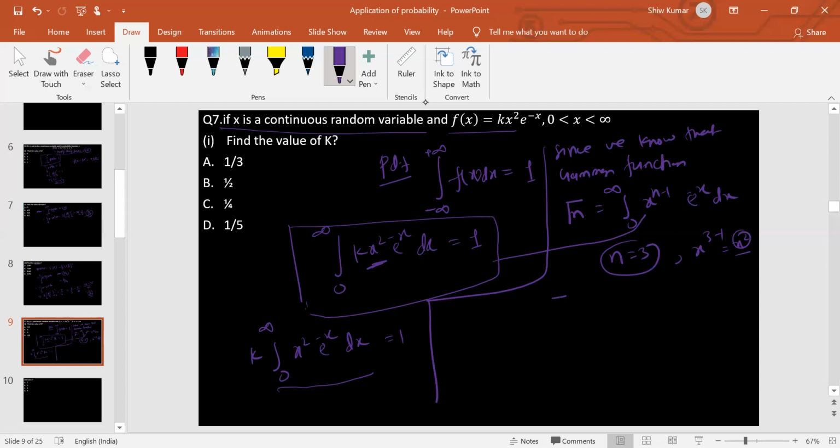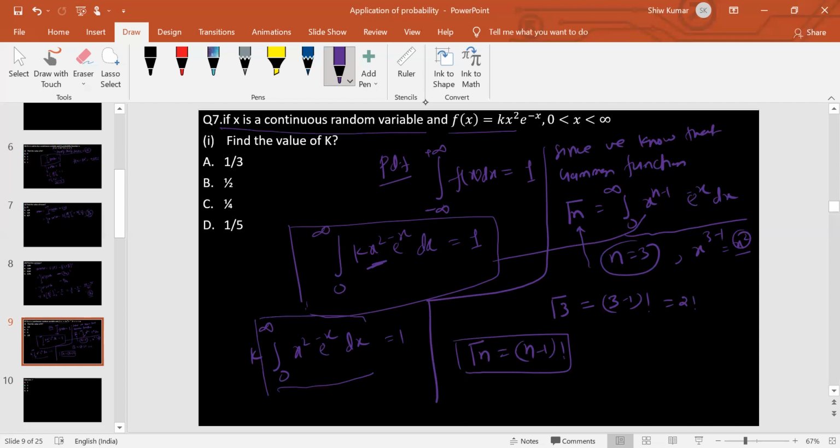So this integration will convert into gamma of 3, because n is equal to 3. And gamma of 3 is given as 3 minus 1 factorial. Remember that gamma of n is given as n minus 1 factorial, where n is a positive integer. So 3 minus 1 factorial is 2 factorial. I can write it here: k into gamma of 3 must be equal to 1. Gamma of 3 is 2 factorial, and bringing the 2 down, I got the k value as 1 by 2.